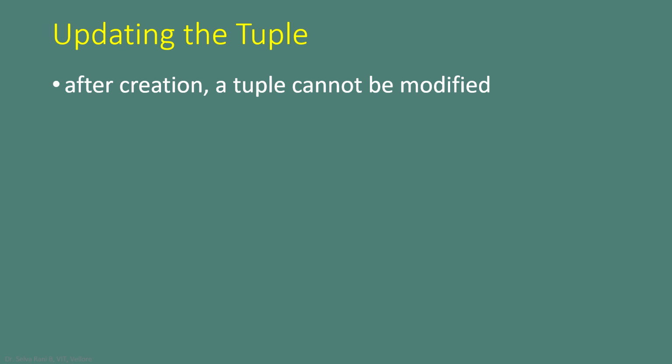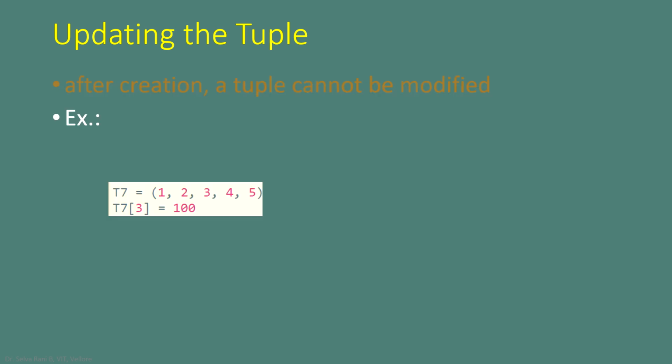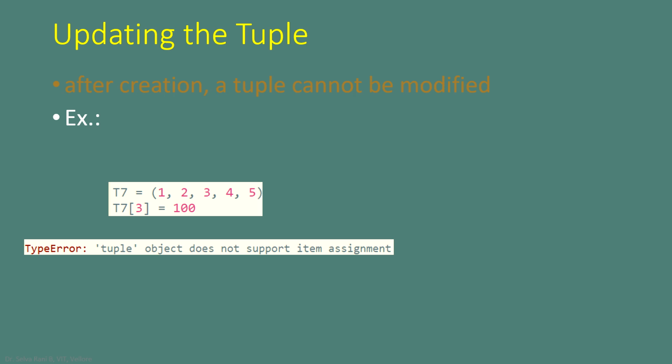Updating the tuple. Is it possible? No. Since tuples are immutable, after creation, a tuple cannot be modified. For example, let us assume that a tuple T7 is having 5 elements 1, 2, 3, 4, 5. And if we try to modify the third element with a new value 100, the interpreter will raise an error: tuple object does not support item assignment. It is a type error. Since tuples are immutable in nature, after creation, we cannot modify any element in it.